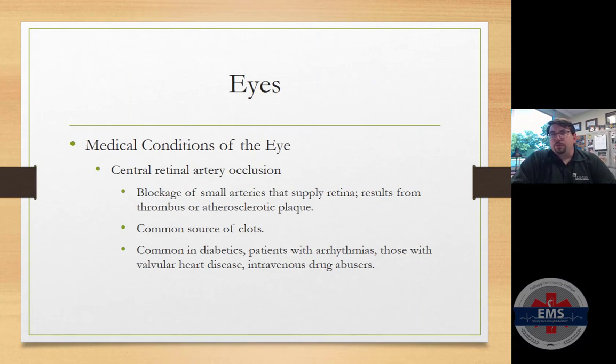Another one we typically deal with would be central retinal artery occlusion. So now we're talking about a blockage in one of the small arteries that supplies the retina. It results from either some type of clot or thrombus, or some type of plaque buildup, atherosclerotic plaque that breaks free and clogs that small artery. Mostly you're going to see this associated with clots. They've got a clotting issue and all of a sudden we get a clot. Very common in diabetics. We know that their arteries are going to harden. They're going to have more long-term damage because of that. Patients with arrhythmias or those that have some type of valve disease as well. And if they're intravenous drug abusers, this could be another component that we see, which is that blockage of that retinal artery.